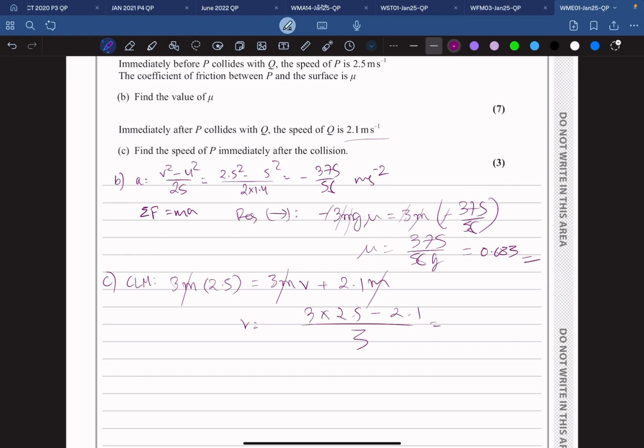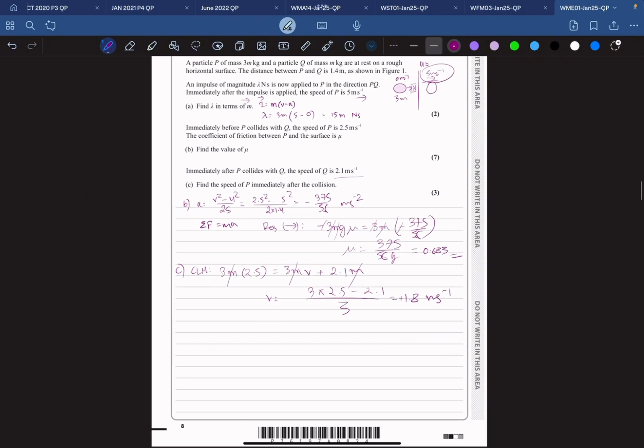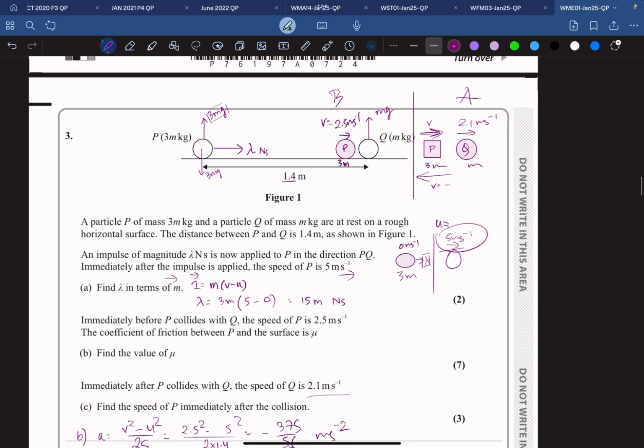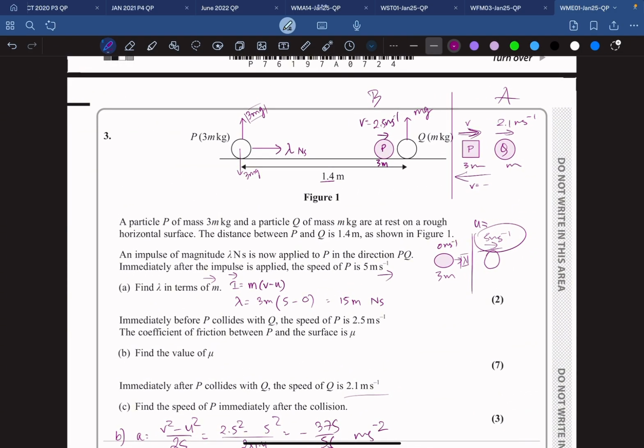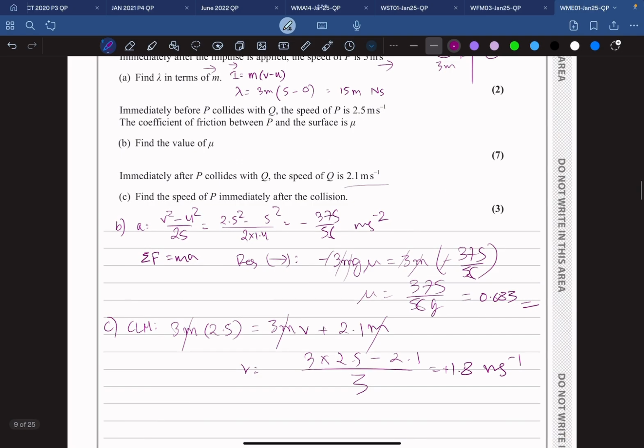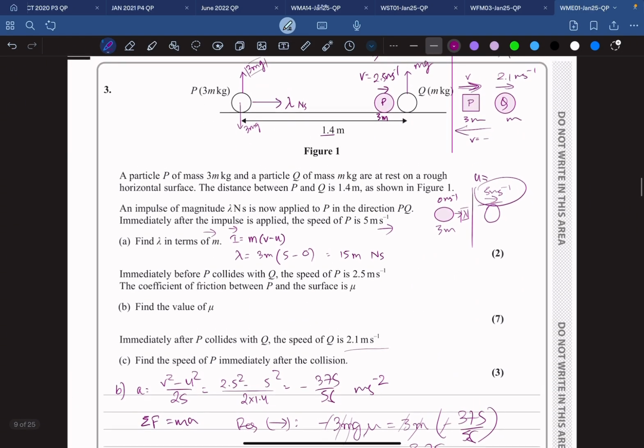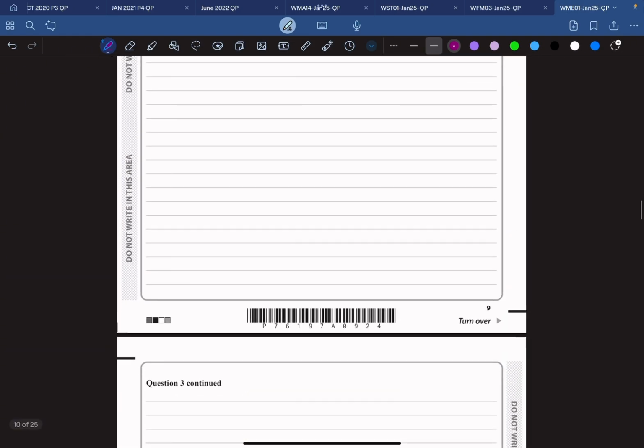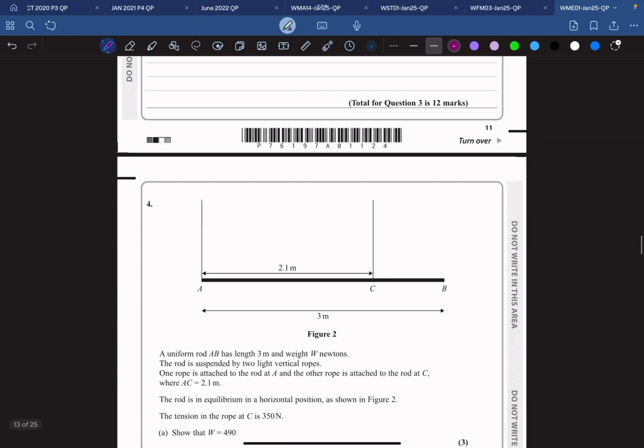You just solve it however you want. 3 times 2.5 minus 2.1 divided by 3 is going to be 1.8 meters per second. Now you notice that this is plus 1.8, so there is no change in the direction of P's movement. P is just moving in the same direction, but with speed 1.8. Also keep in mind, it's not always going to be 1.8. It's just right after the collision. Then of course it's going to start losing that speed, since you're on a rough surface.